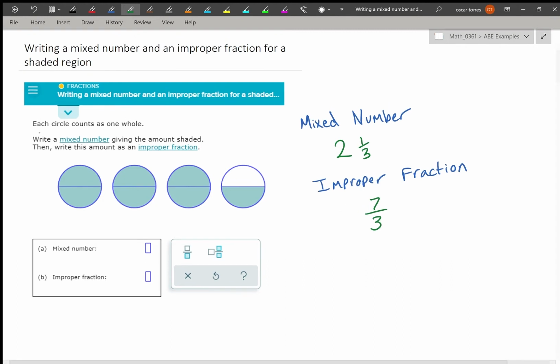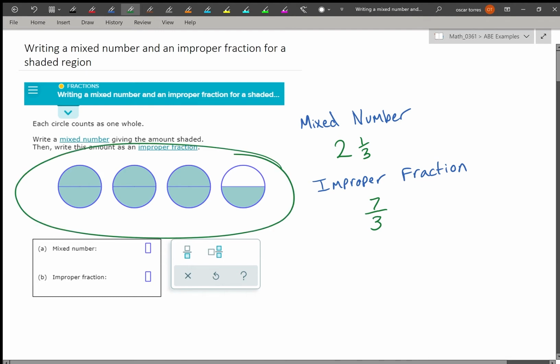So this particular problem tells us that each circle counts as a whole, and they want us to write both a mixed number and an improper fraction that represents this entire figure. For part A, for our mixed number, we're going to look at how many complete circles we have, because that's how many whole numbers we have. In this case, we have 1, 2, 3 entire circles that are completely full. So our mixed number is going to start with a whole number of 3.